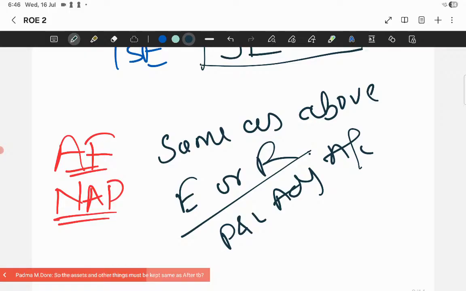Now Priyanka is asking, so the assets and other things must be kept same as after. Yes, after trial balance they remain same. Only profitability will be affected. Okay.